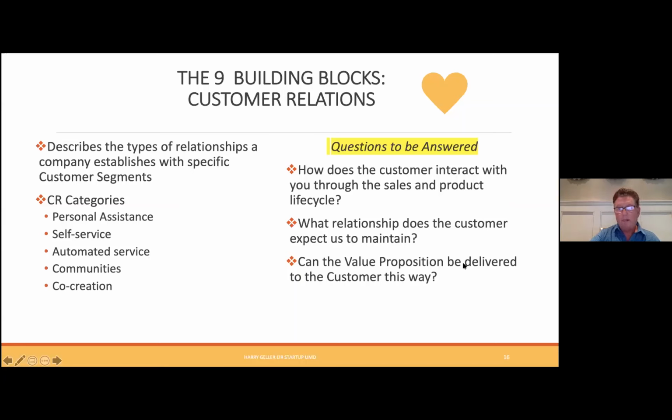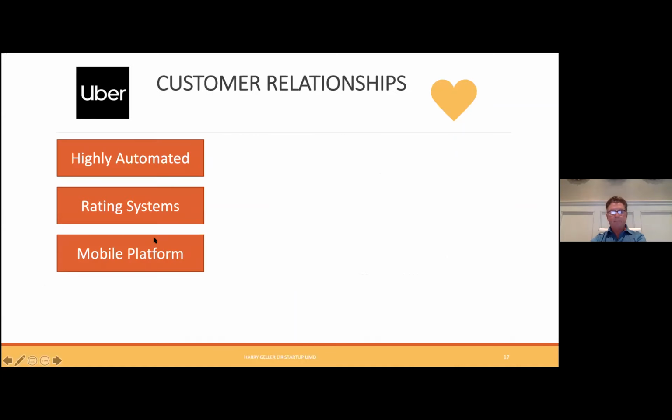So your question: how does a customer interact with you through the sales and product life cycle? What relationships does the customer expect us to maintain? And can the value proposition be delivered to a customer this way? For example, Uber's customer relations, they're highly automated. They use rating systems. Drivers rate the passengers and passengers rate the drivers. And their mobile platform. So that's pretty much how Uber has customer relationships.